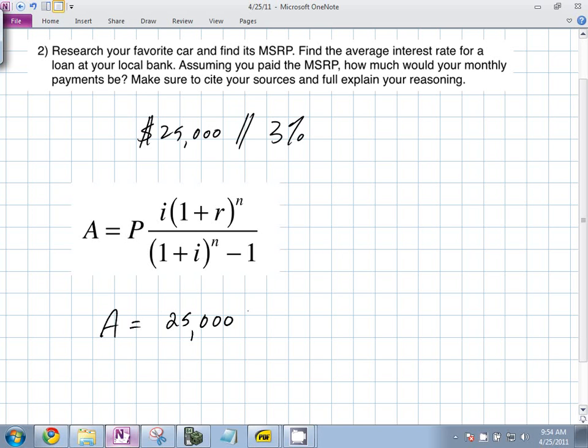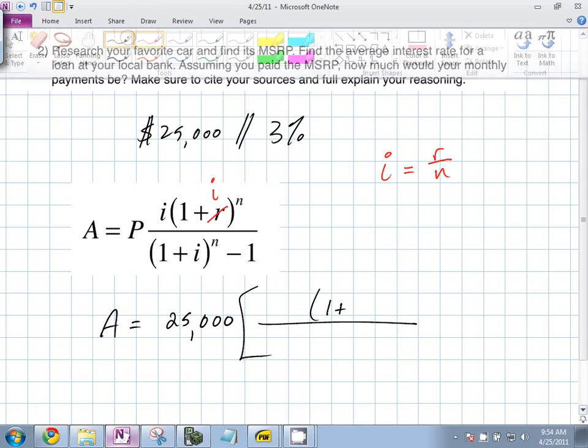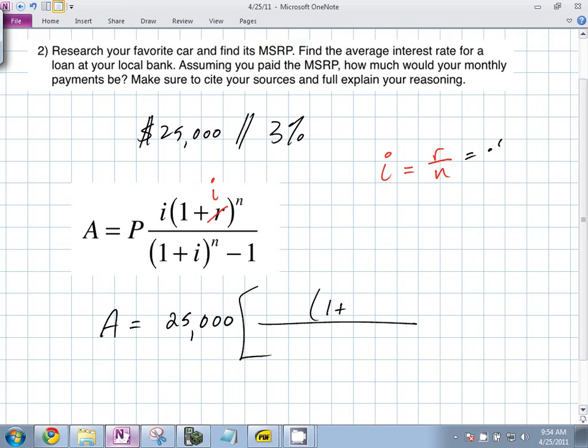Okay. So what about this I thing and this R and this N? Well, we can do R. What's R? It's I. Remember, that's the typo I made. That is supposed to be I. So in this case, what did I say I was equal to? R over N. So the interest rate divided by the frequency per year, right? So it's 1 plus 0.03 over 12 raised to what power? 12 times however many years.